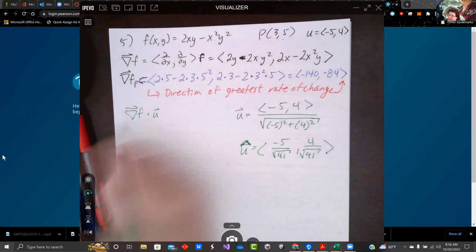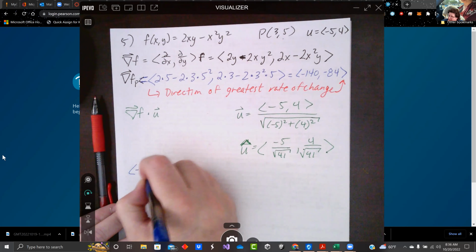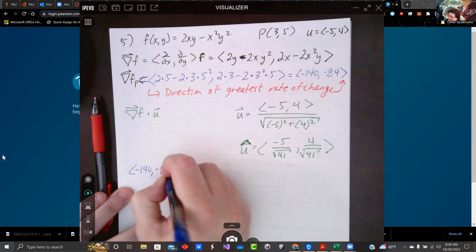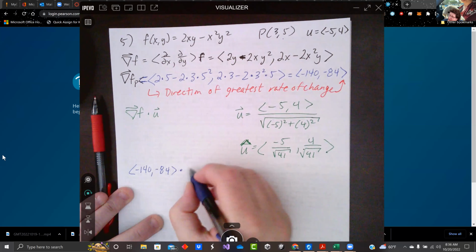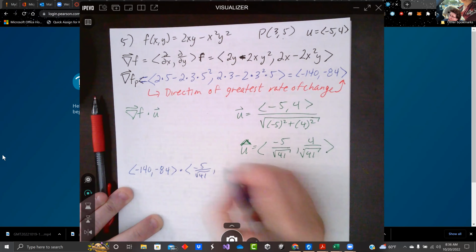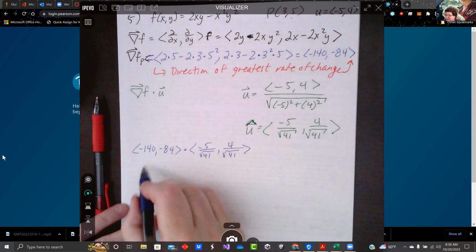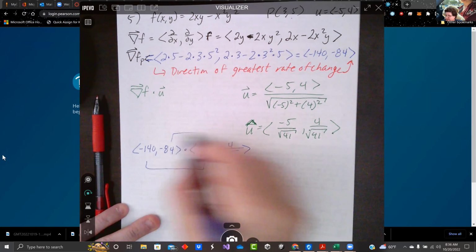So when we do the gradient of f dotted with u, we've got (-140, -84) dotted with (-5 over root 41, 4 over root 41). Dot products: these get multiplied and these get multiplied.